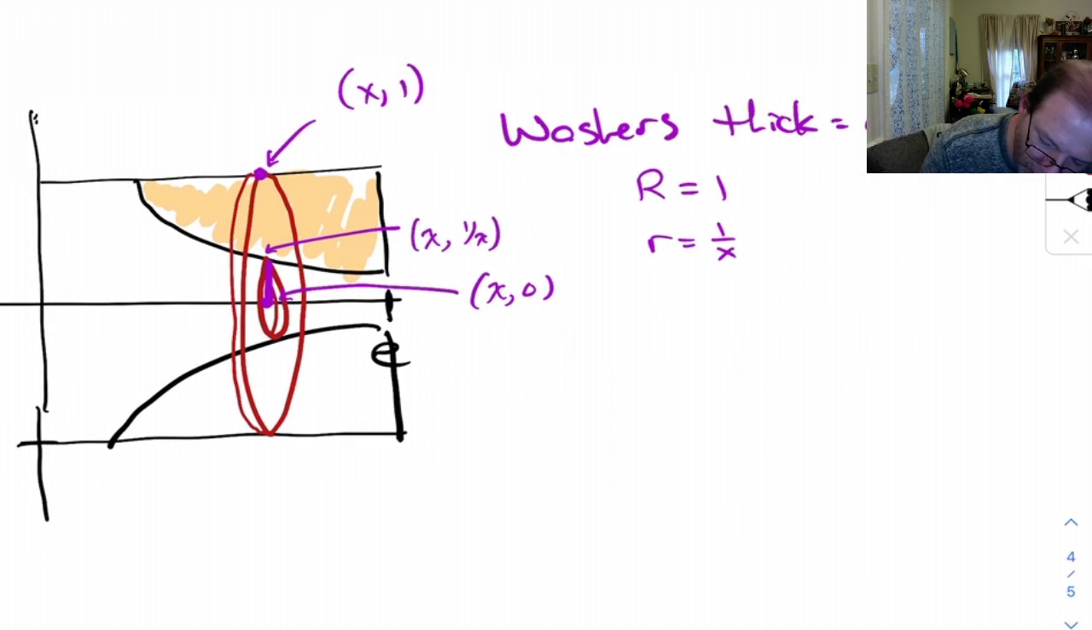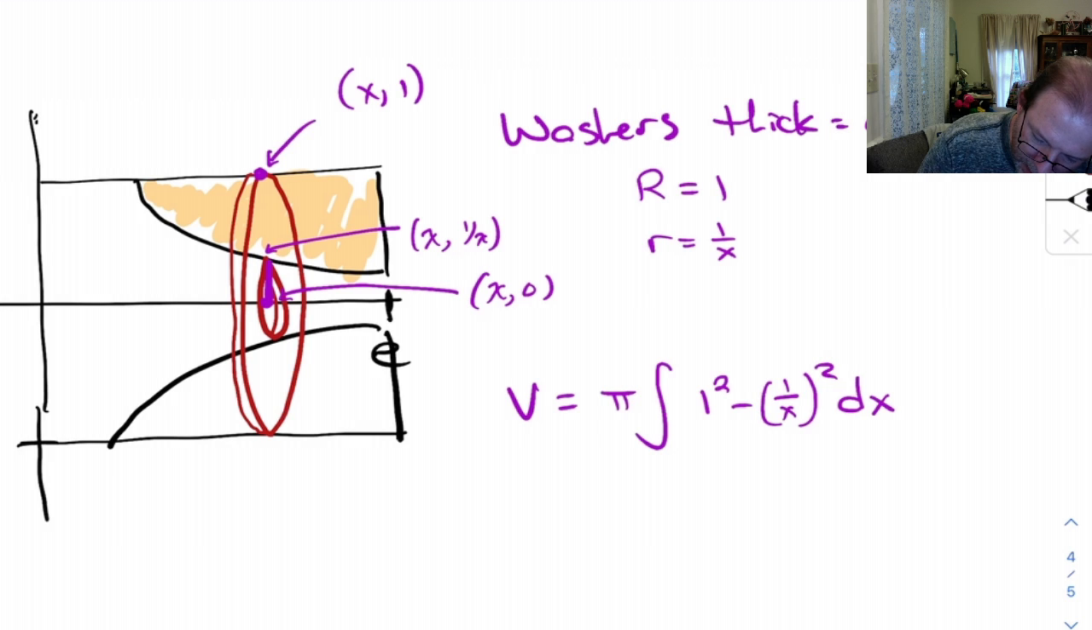And since this is a washer, the volume is going to be pi times the integral of big R squared minus little r squared times the thickness. And we're still going from here over to here, so we're going from 1 to e.